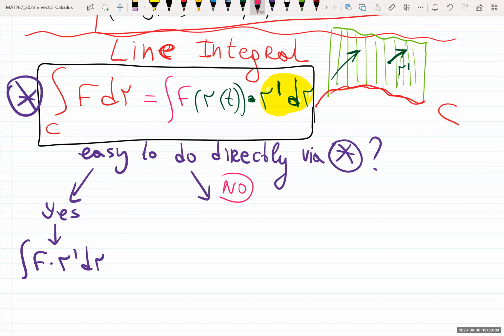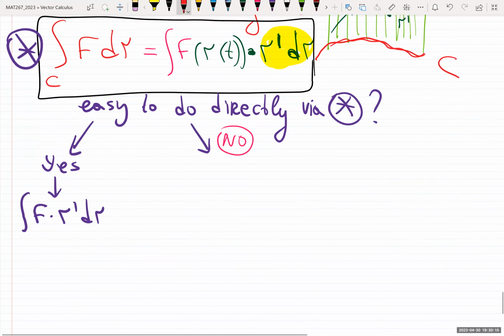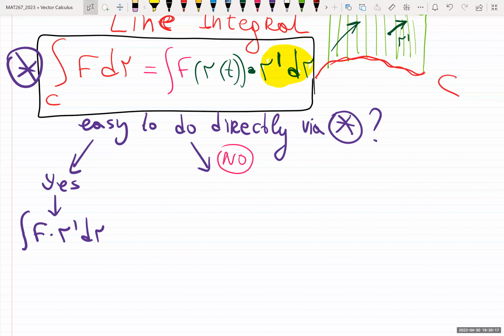Then you're like, okay, what if we don't even have r? Then what do we do? That's different ideas. So second question: is F conservative?